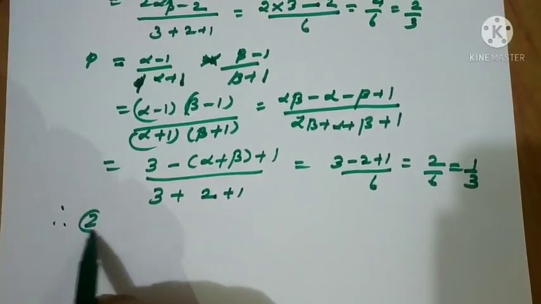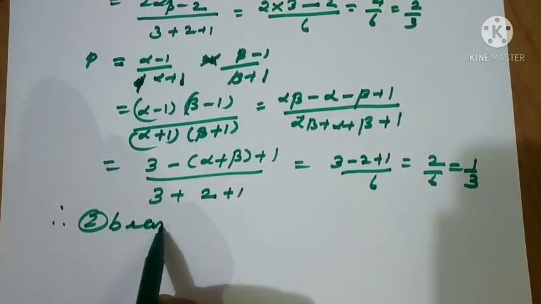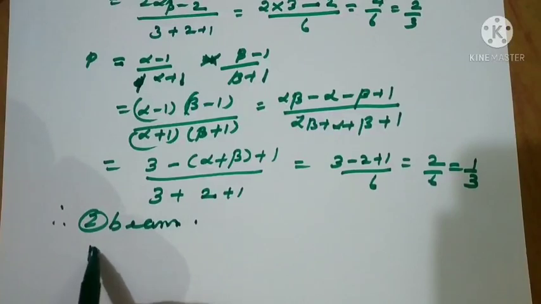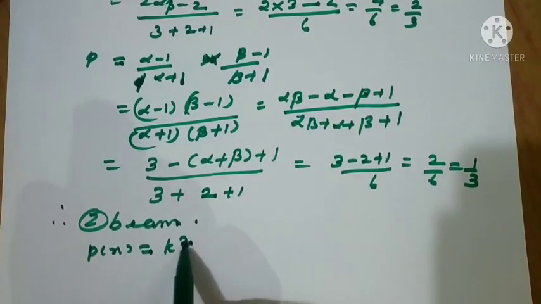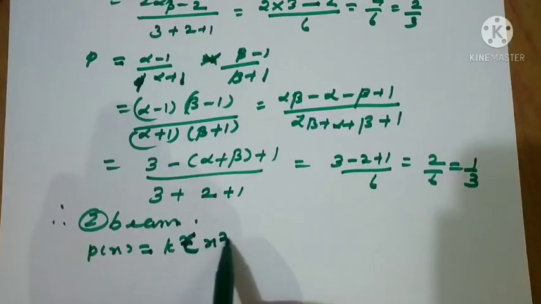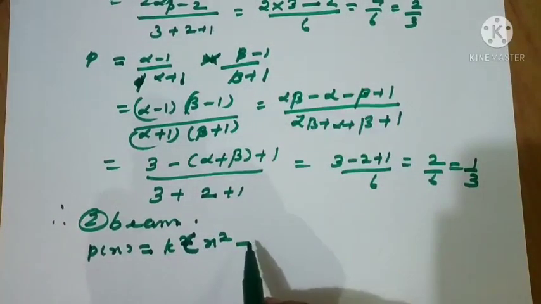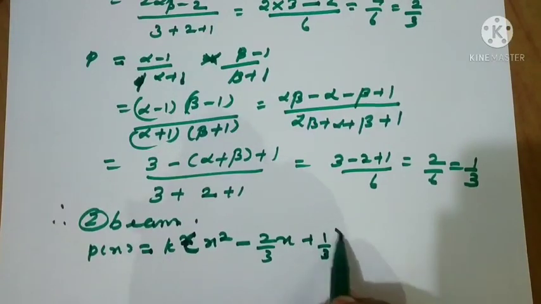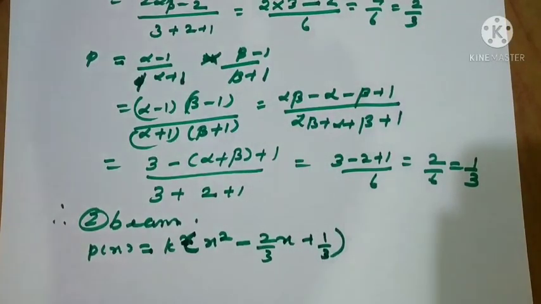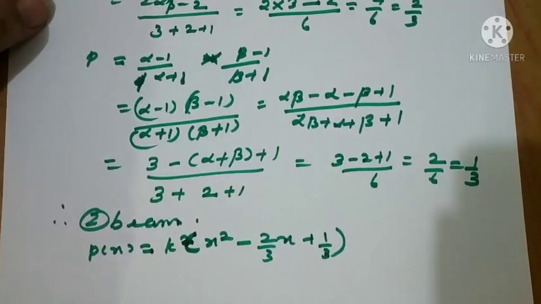Therefore equation 2 becomes p of x equal to k square into k into x square minus sx, that is 2 by 3 x, plus 1 by 3 constant part. So this is the required polynomial.